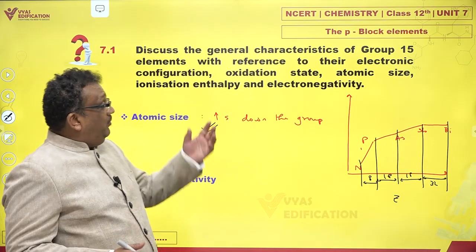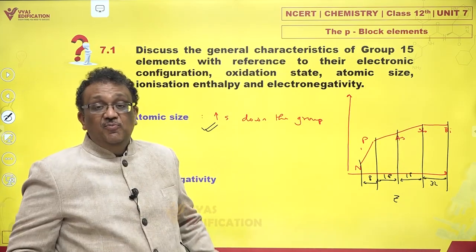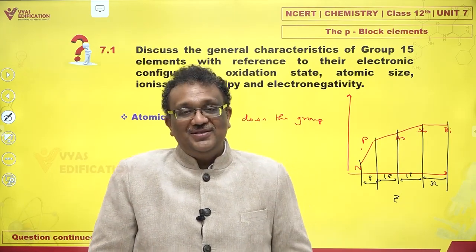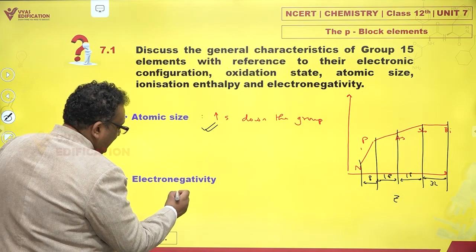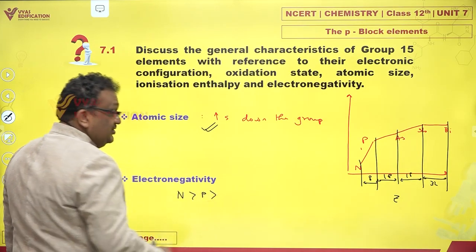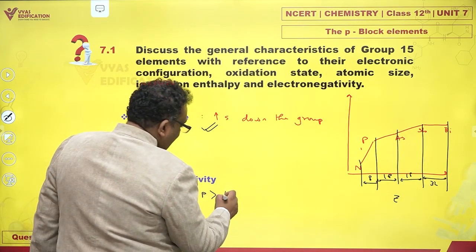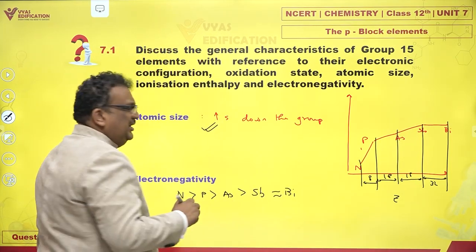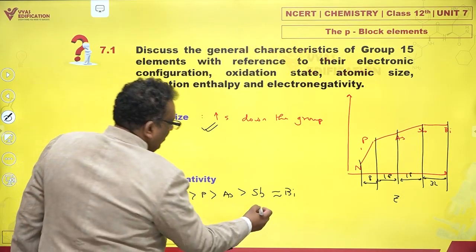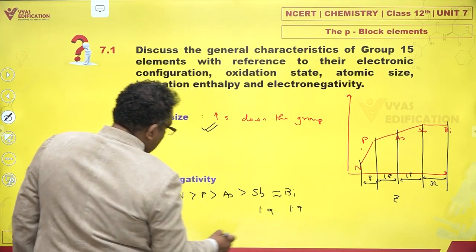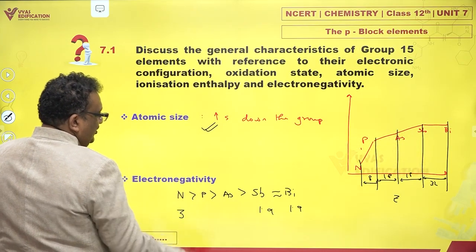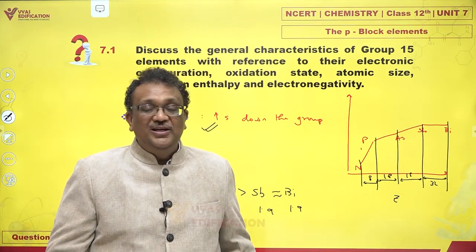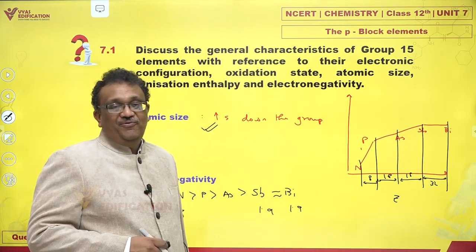Don't miss this. When we talk about electronegativity, as we move down the group, size increases, yes, very much, and electronegativity also decreases. So the most electronegative is N. Then phosphorus is substantially less. And then we have arsenic, antimony and bismuth. Antimony and bismuth have nearly the same value of around 1.9. Nitrogen is highest with around 3. Phosphorus is around 2.2 or something. And these are roughly the values of electronegativity down group 15.